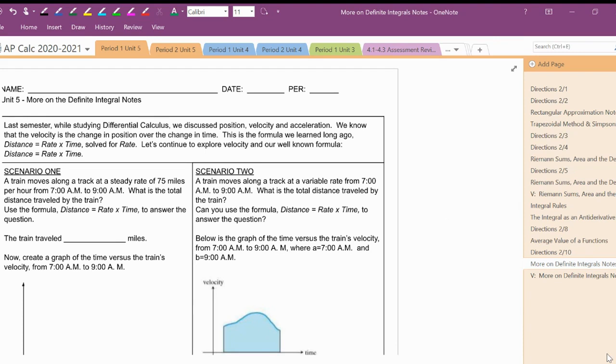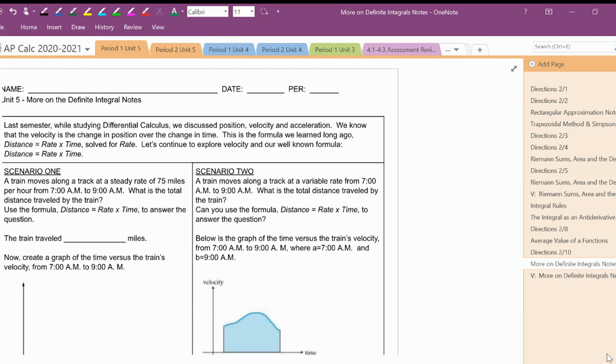This is a formula we learned a long time ago. Distance is rate times time. And we solve that for rate, to get our rate is the distance we travel over our time. So we're going to continue to explore velocity with our well-known formula, distance equals rate times time.